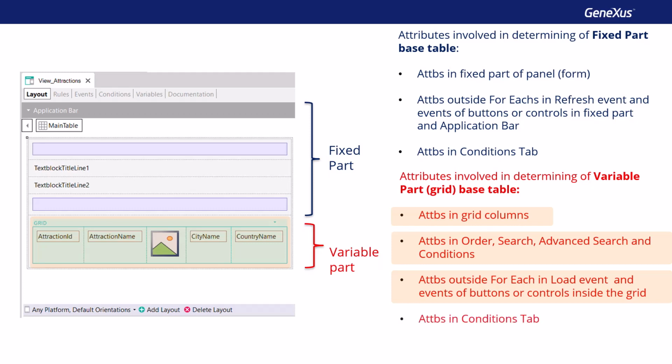The attributes in the Conditions tab will also be taken into account for determining the base table of all the grids included in the panel. Also, the grid will have a base table if its base TRN property was assigned with a base transaction. In this case, the attributes that are in the other parts must belong to the extended table of the table associated with the base transaction.